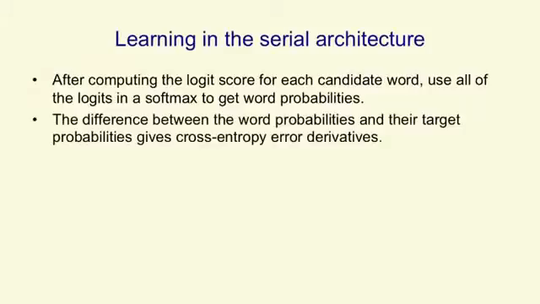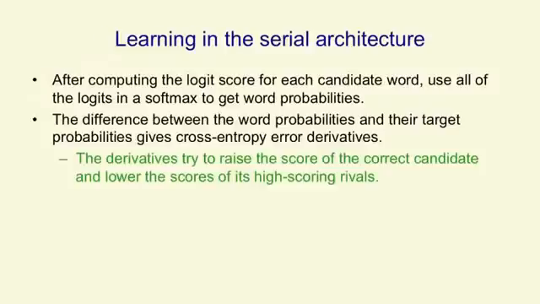Now the difference between the word probabilities and their target probabilities, which is normally 1 for the correct word and 0 for everything else, gives us the cross-entropy error derivatives, and we use those derivatives to change the weights in such a way that we raise the score for the correct candidate and we lower the scores for all of its high-scoring rivals.